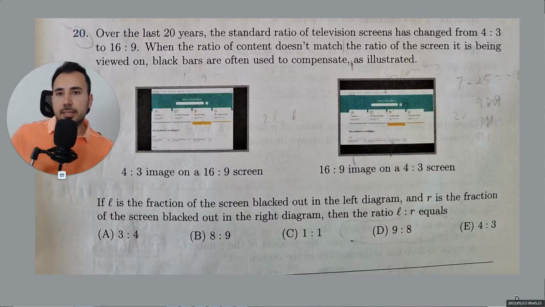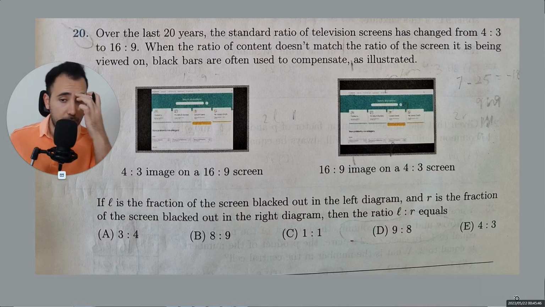Over the last 20 years, the standard ratio of television screens has changed from 4:3 to 16:9. When the ratio of the content doesn't match the ratio of the screen, it is being viewed on black bars, often used to compensate as illustrated. Okay, what's the question? If L is the fraction of the screen blacked out in the left diagram, and R is the fraction of the screen blacked out in the right diagram, then what is the ratio of L to R?